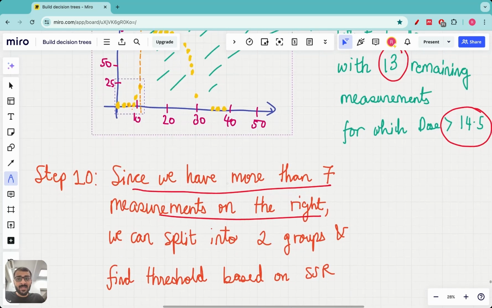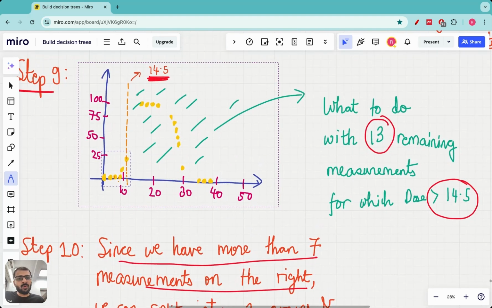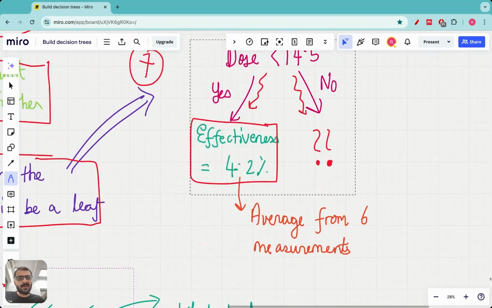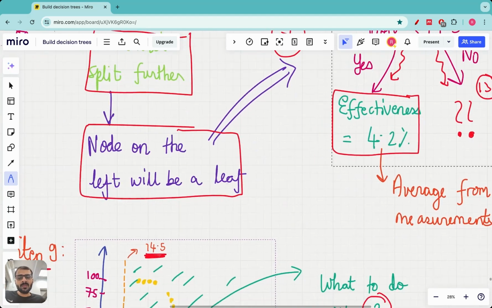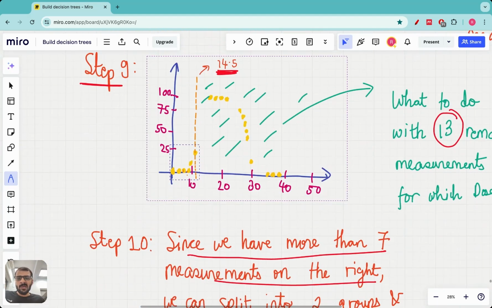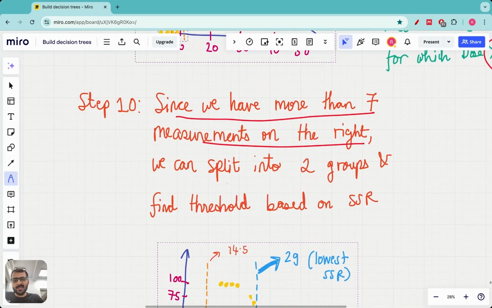Remember, the splitting criteria is that there should be a minimum of 7 measurements. So if you go to this decision tree which we have, for dose less than 14.5, if you go on the left, there were 6 measurements, so it was a leaf node. If you go to the right hand side, there are 13 measurements. So we can continue to split this further. Now when we split this further, which means if dose is greater than 14.5, let's see what to do.